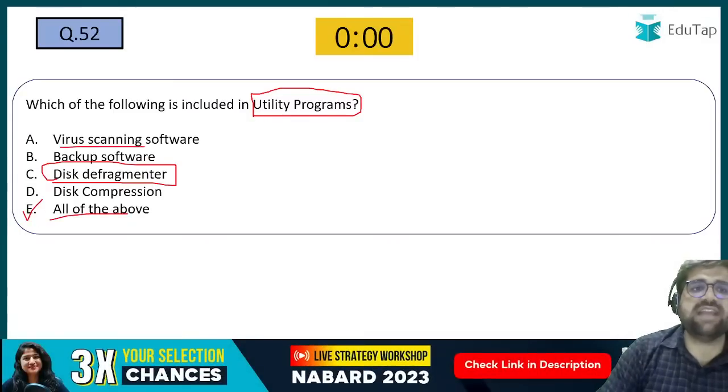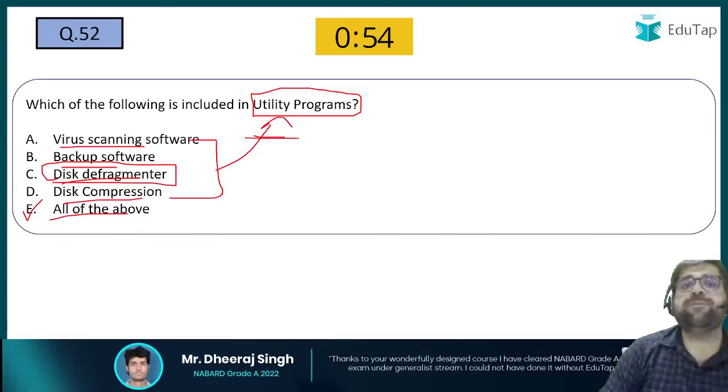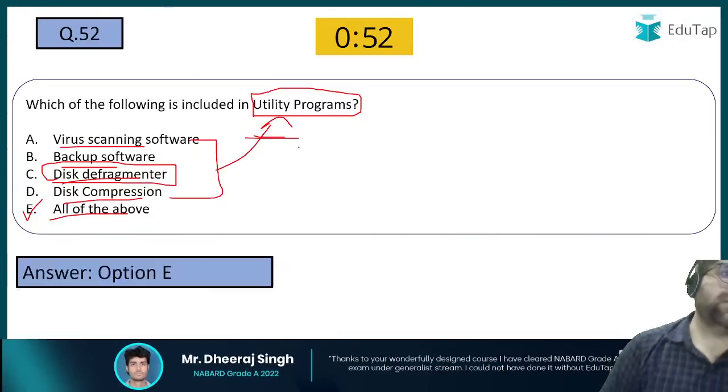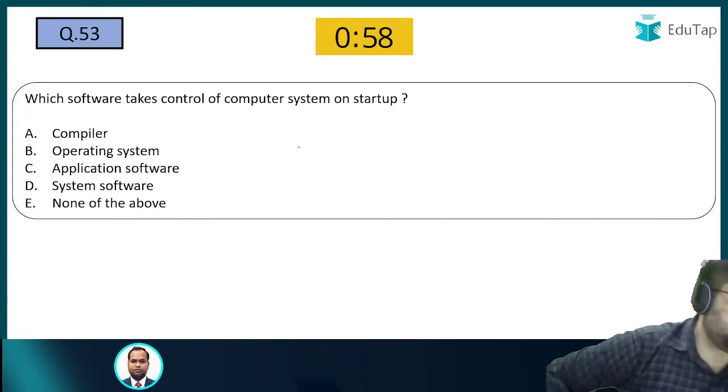Virus scanning, backup software, disk defragmentation, disk compression, all are the extra facilities which are provided by the utility programs. Okay, so the answer will be all of the above. Question number 53.